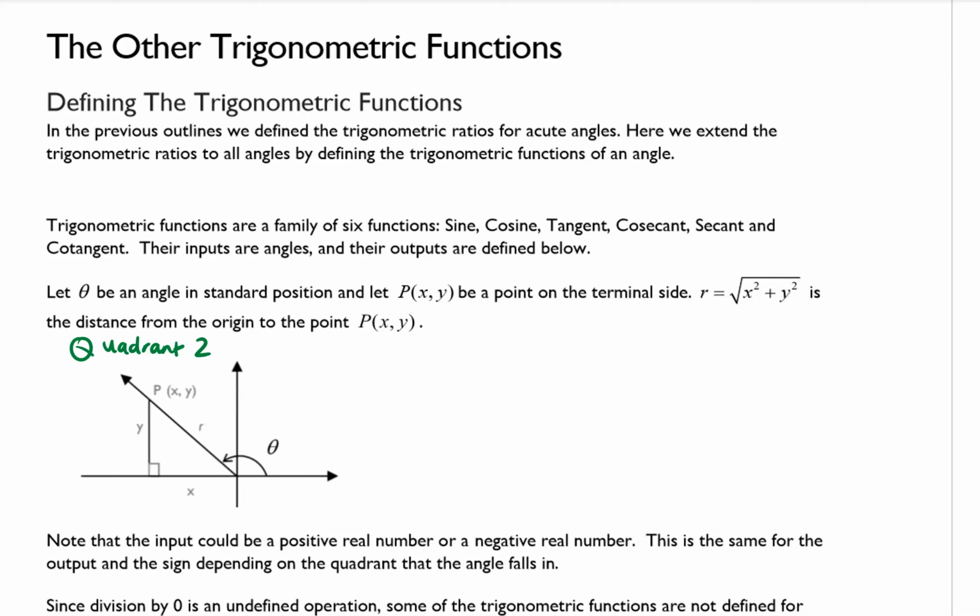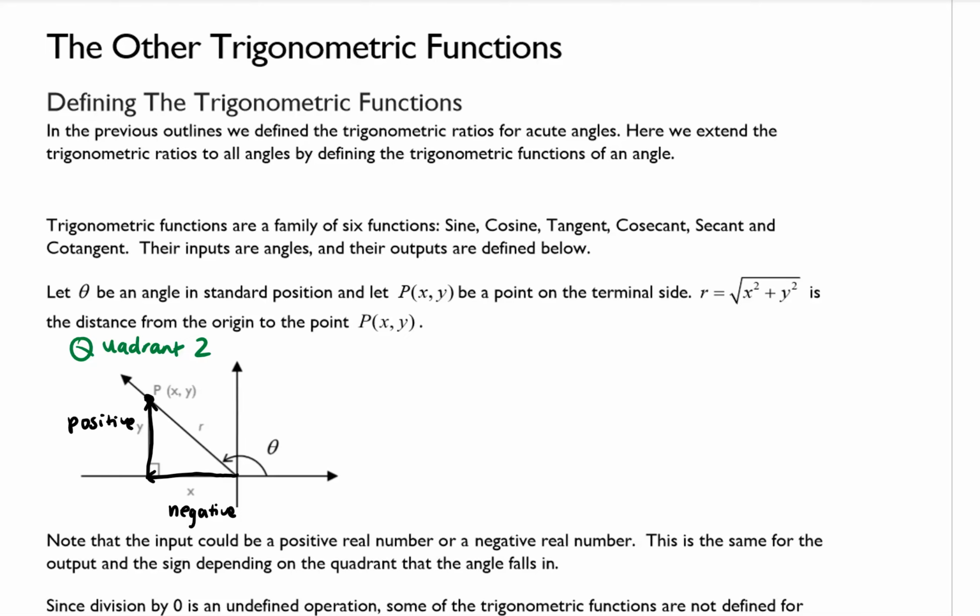So what I mean by that is, if you look at this angle theta, we have that our terminal side ends in quadrant 2. And so to get to this terminal point here, since we're moving in the left direction, x here is a negative number. And in order to get to our terminal point, we move up, so that means that y is a positive number.